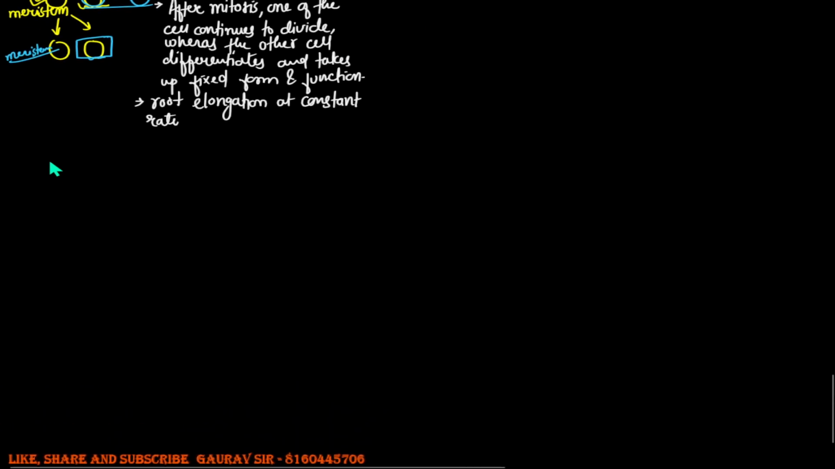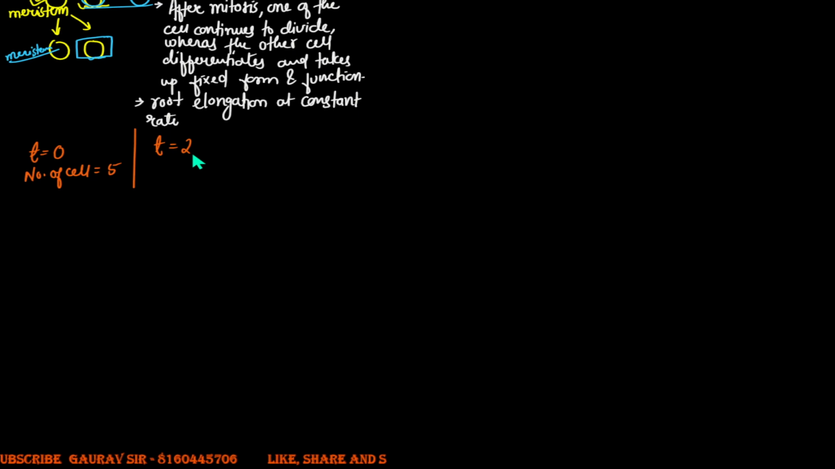Let's say at time t, let the time be 0, you have the number of cells as 5. After some time, let's say 2 hours, in fact let's put it 3 hours, after 3 hours we find that the number of cells here is 20. So what has happened?